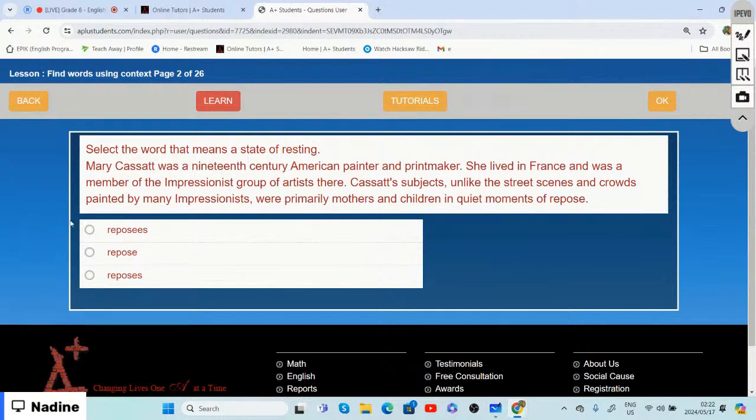All right, so we said Mary Cassatt was a 19th century American painter and printmaker. She lived in France and was a member of the Impressionist group of artists there. Cassatt's subjects, unlike the street scenes and crowds painted by many impressionists, were primarily mothers and children in quiet moments of repose.